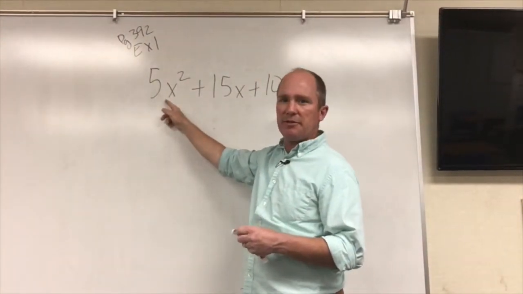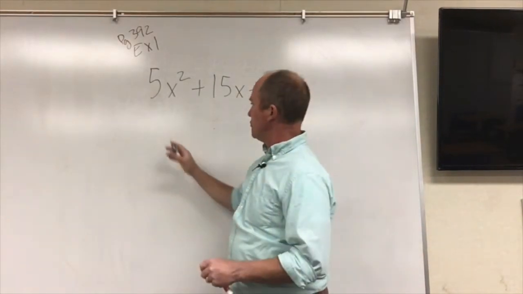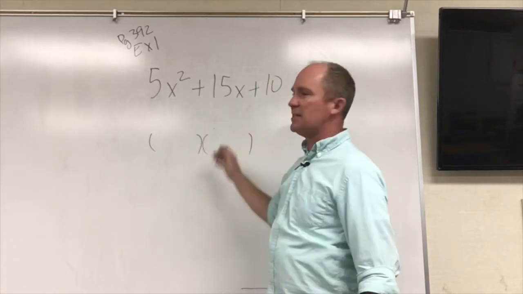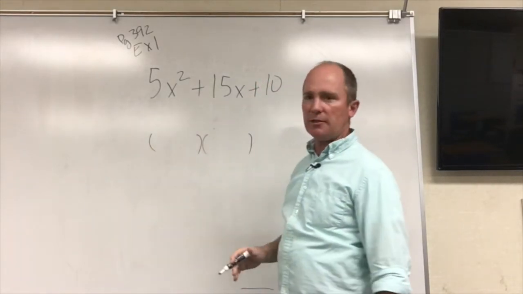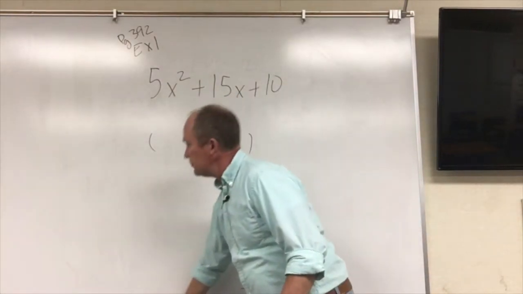So what's happening in this case is that we have a number in front of the x in this section. We have a 5 there. We haven't had that before. Normally we just go ahead and make our parentheses and figure out x times x can be x squared, and what times what is 10 that adds to the middle. But in this case, we can't quite do that.